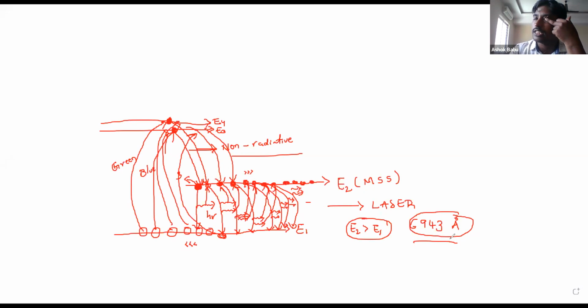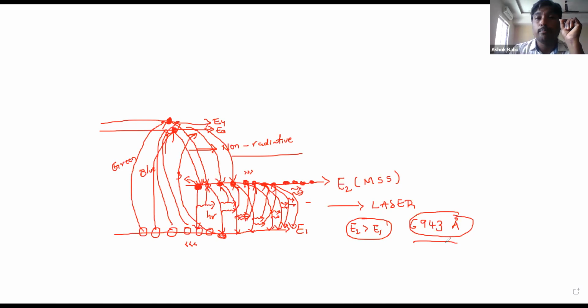We discussed the applications in the last class also: to remove tattoos, to create holograms, or to create holes in iron rods. These are some applications we already discussed about the ruby laser.